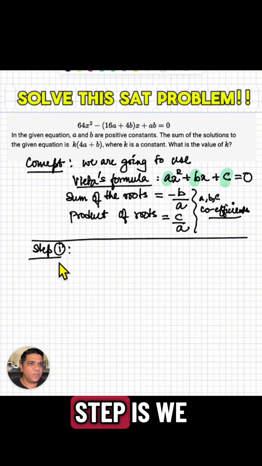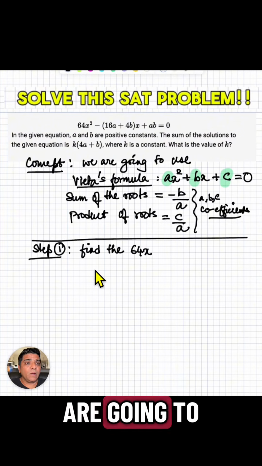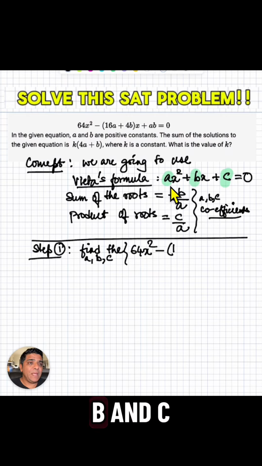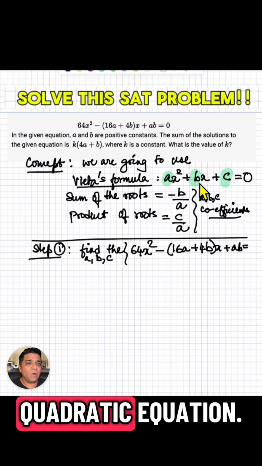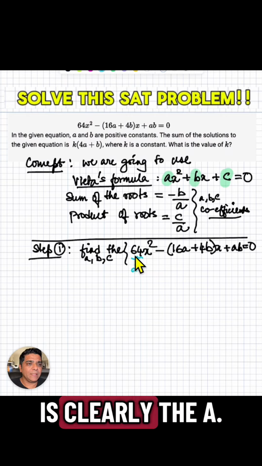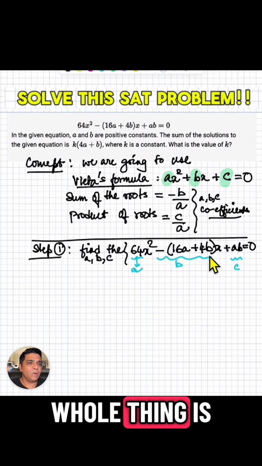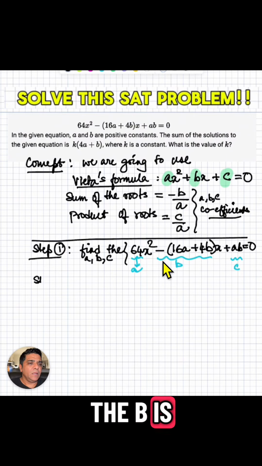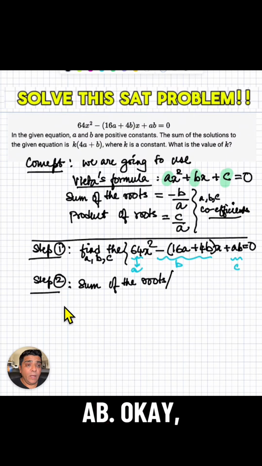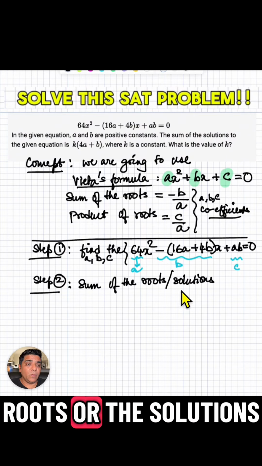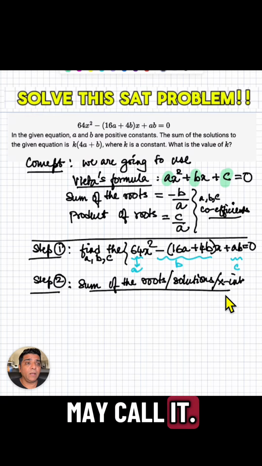Okay, so the first step is we are going to find the a, b, and c parts of this quadratic equation. So 64 here is clearly the a. The negative (16a plus 4b) in parentheses, the whole thing is going to be b. So you see the b is going to be this whole thing, and c is ab. Okay, so now let's go ahead and write down the sum of the roots or the solutions or the x-intercepts, however you may call it.